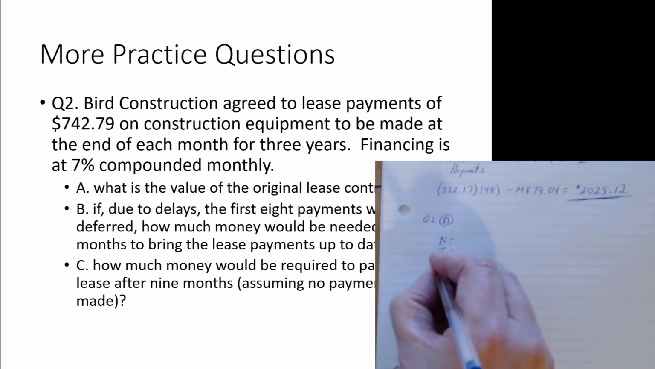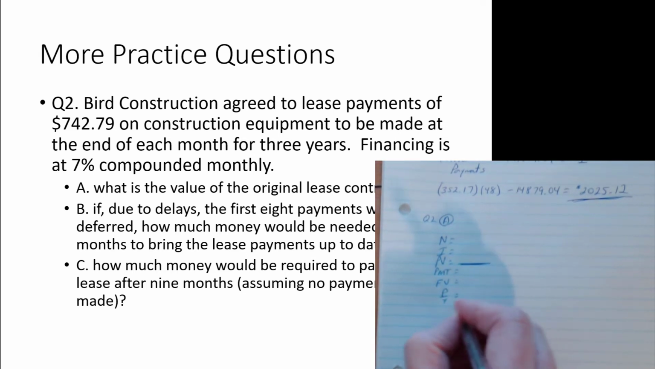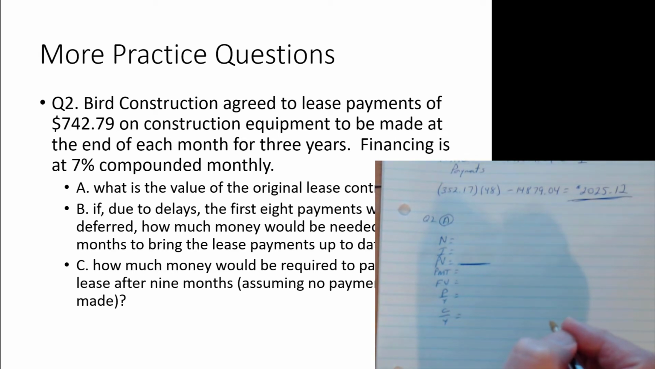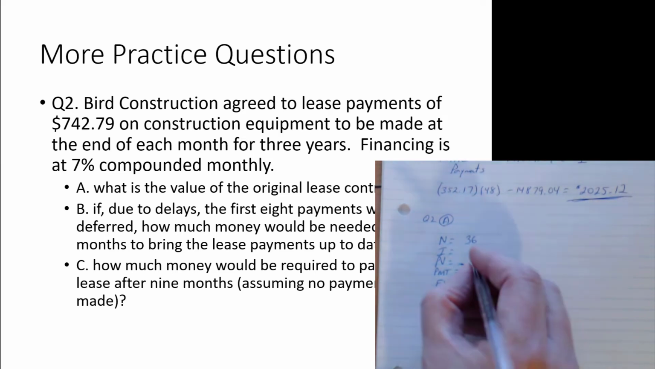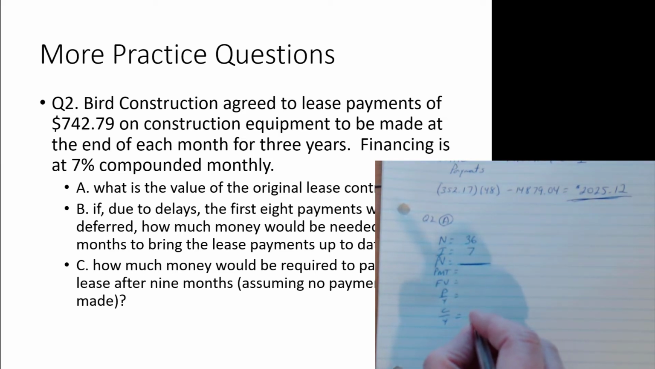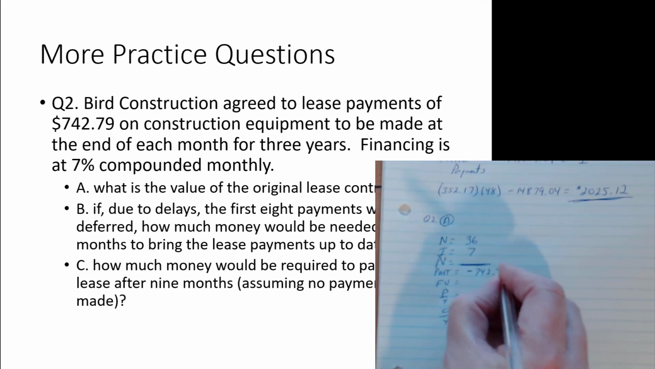N, our I, our present value, which is what we're looking for. Our payment, our future value, our payment frequency, and our compounding frequency. And in this case, what do we see? Each month, 3 years, 12 times 3, that's 36. Interest rate is 7%. Compounded monthly, it's 12 months in a year. What else do we know? Payment, $742.79, negative, because money flowing away from us.